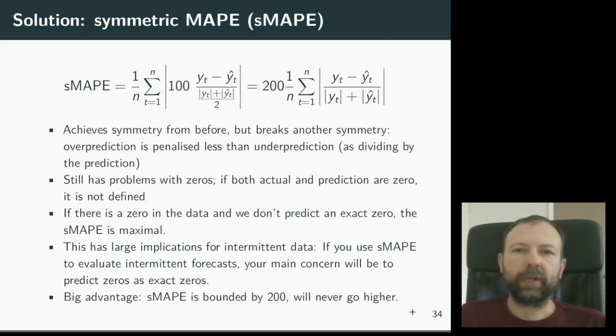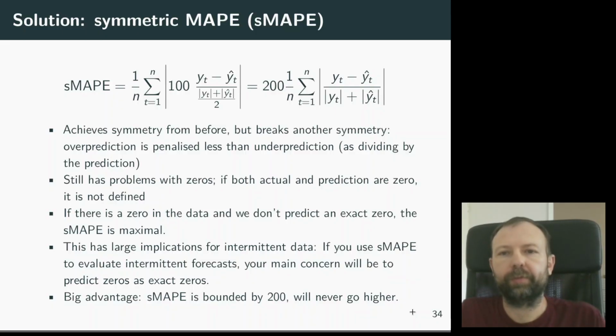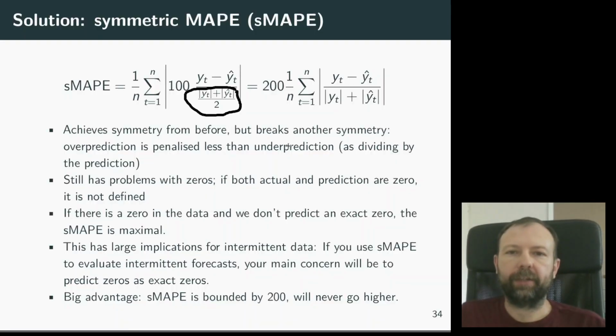Okay, well, so the next measure that was proposed is the sMAPE, the symmetric MAPE, that tries to fix some of these problems. And the way it does it is that in the denominator, instead of just dividing by yt, you divide by the average of yt and the forecast. So it achieves the symmetry from before, so you now can exchange yt and yt hat and get the same value, but it breaks another symmetry. Over prediction is now penalized less than under prediction. That can be easily seen because you're dividing now by the forecast.